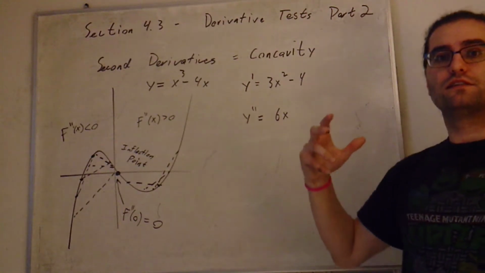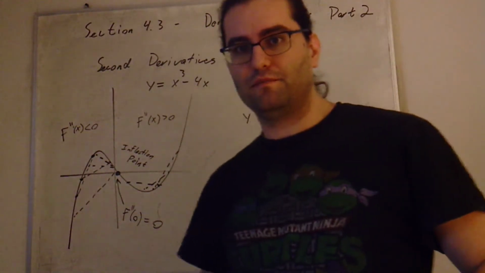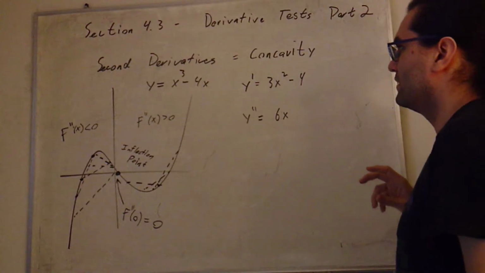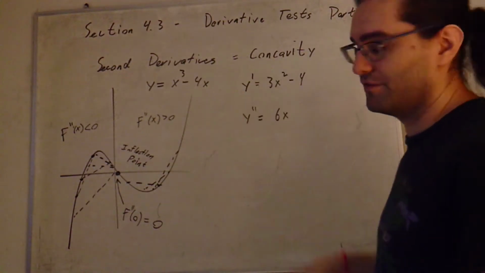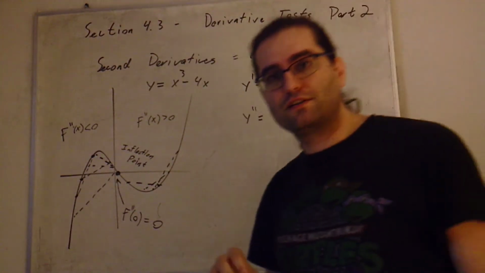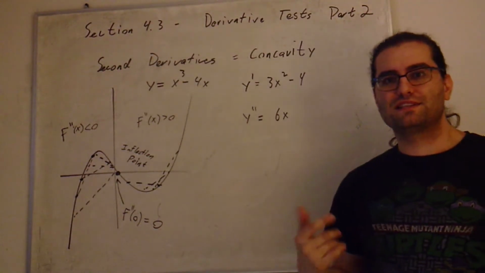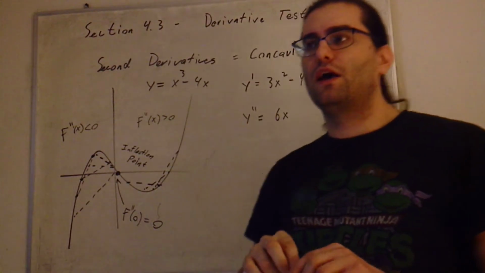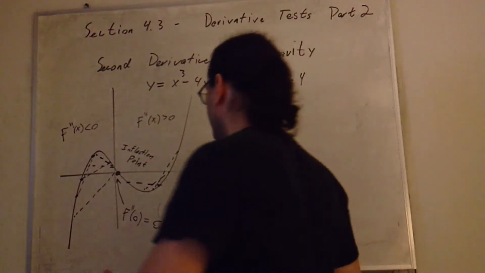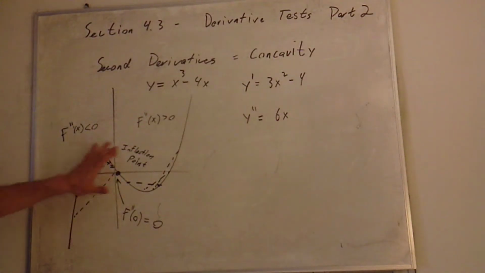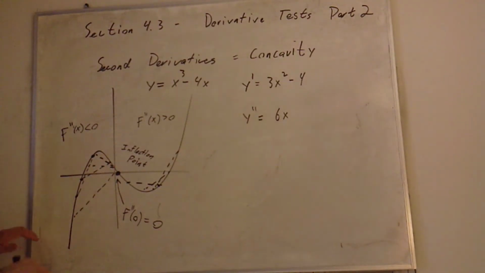This is concavity. This is what inflection and second derivatives mean. So now we need to talk about how we're going to use this information. And hopefully I haven't drawn too many little dotted lines on this graph. We can still use it to see what's going on.